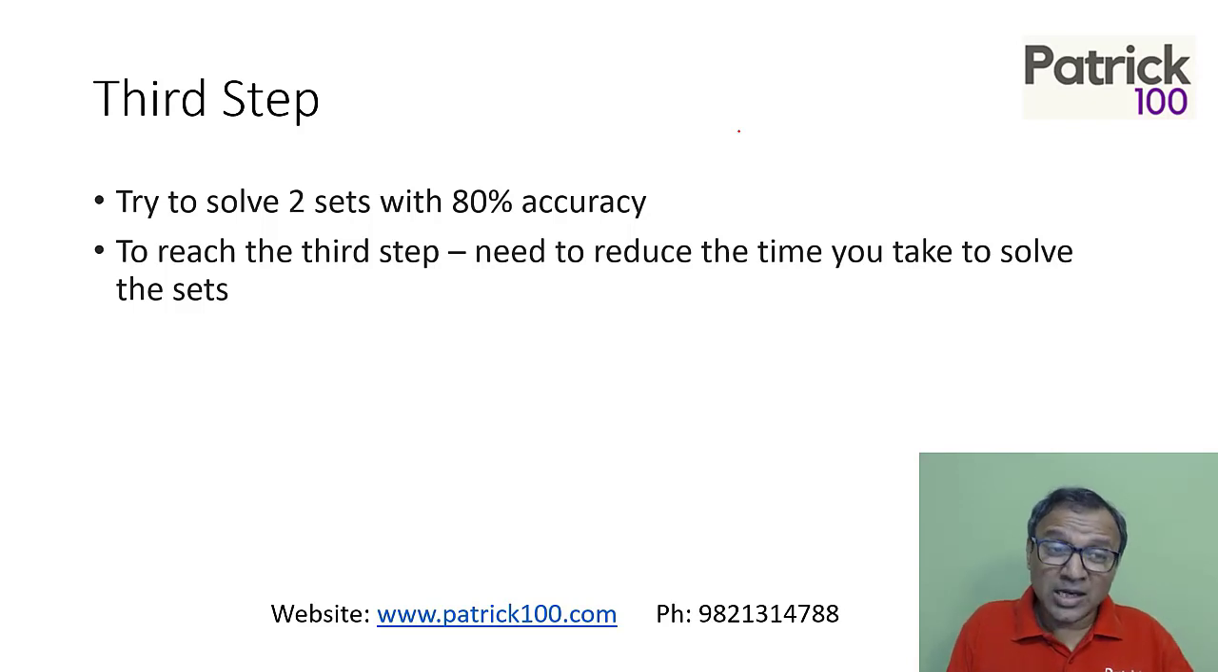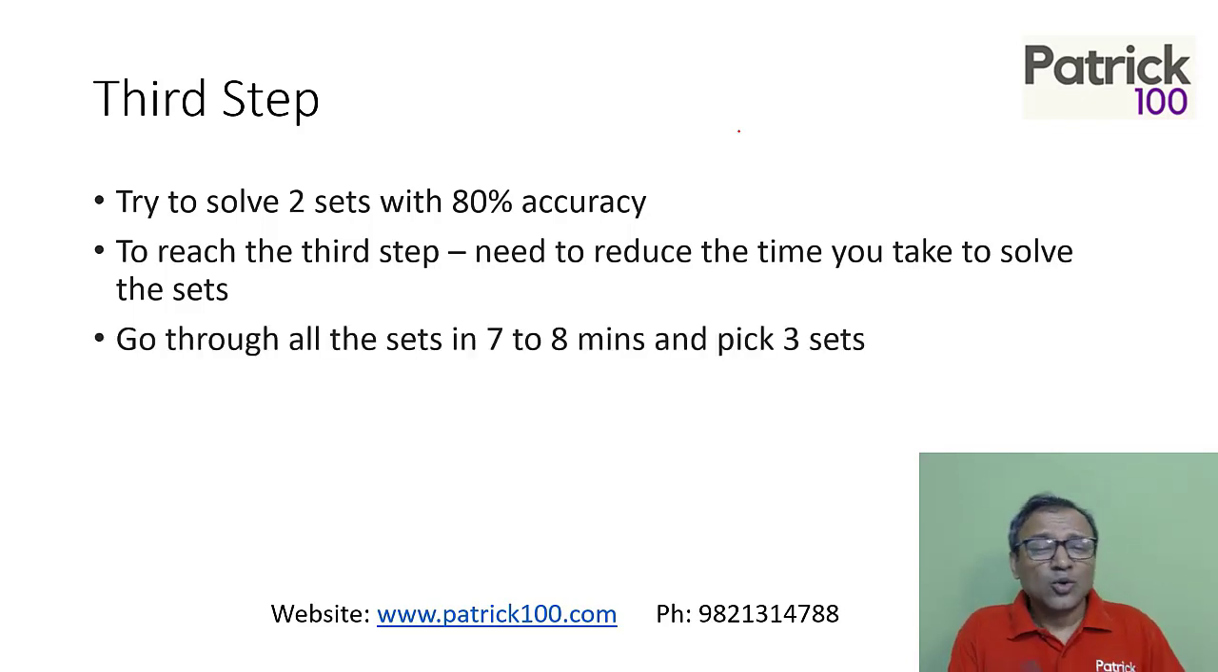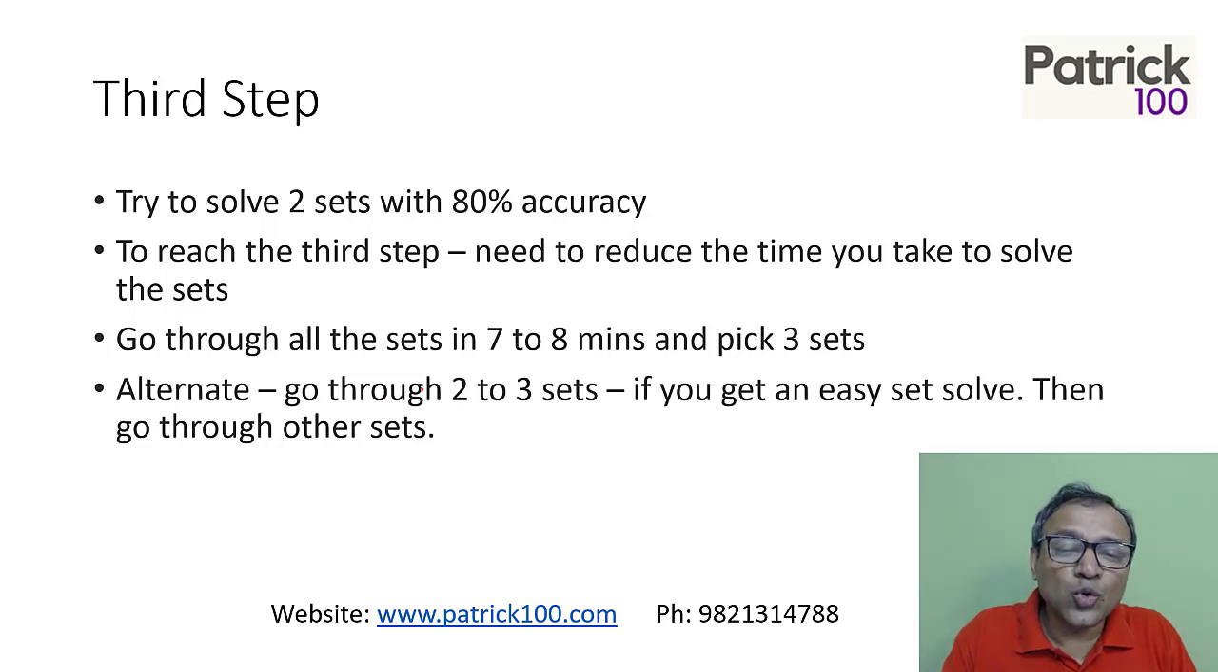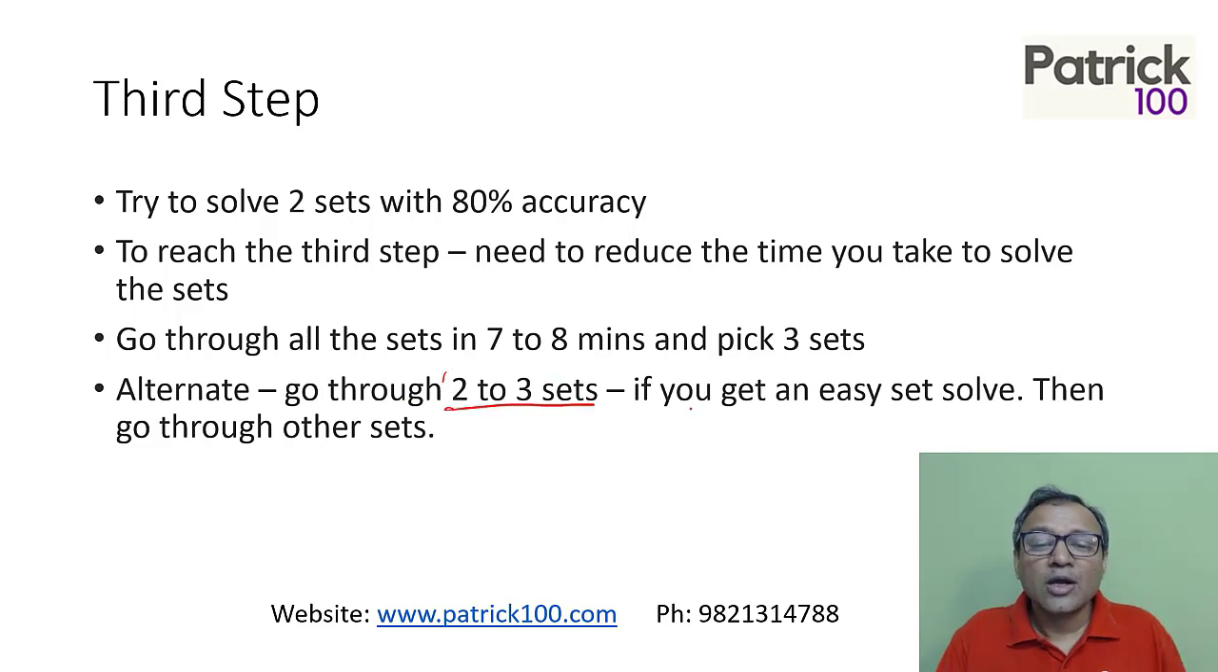So look at how to solve the current sets faster. The process will remain the same. Go through all the sets in 7 to 8 minutes. Pick up 3 sets which you feel are relatively easy, and from those you should be able to solve 2 sets. Or you can go to 2 or 3 sets first. Among the 4 sets, if you get any easy set in between, pick that up and solve it as you go. But if you don't get an easy set, please go through all the sets before you start solving.